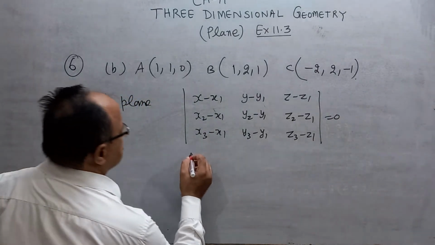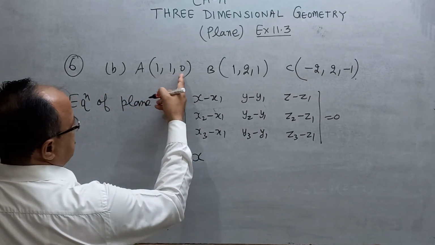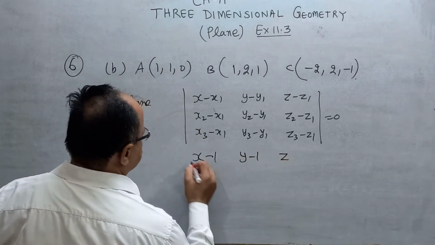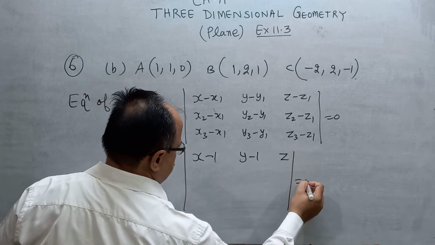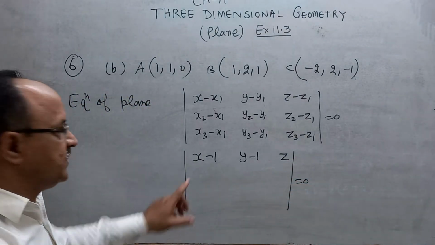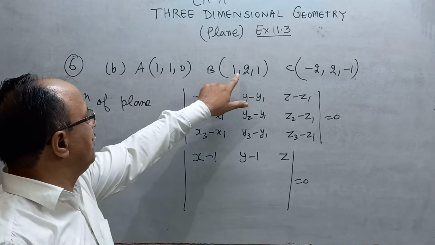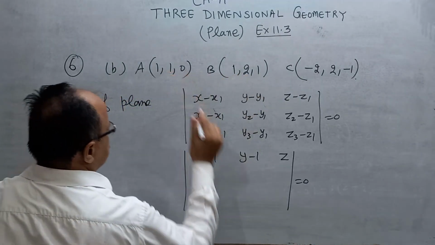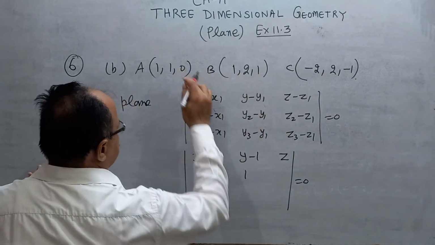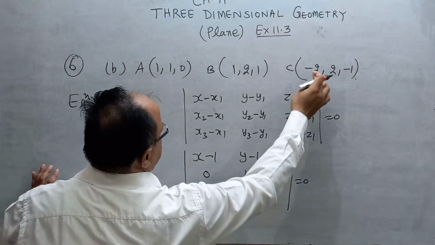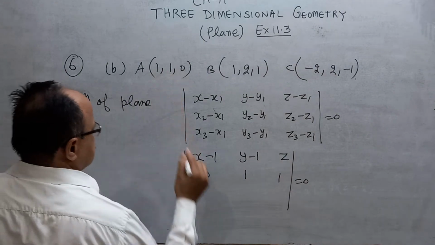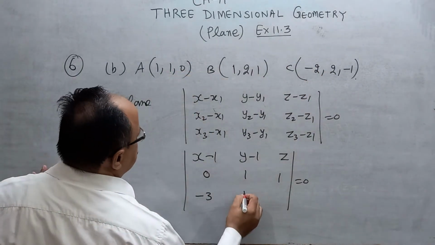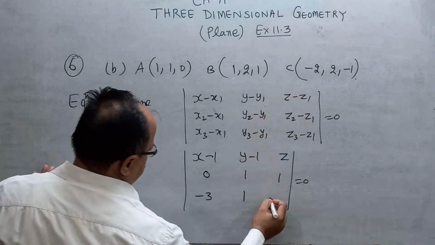Now put the values of x1, y1, z1. x minus 1, y minus 1, z. Then x2 minus x1: 1 minus 1, 0; y2 minus y1: 2 minus 1, 1; z2 minus z1: 1 minus 0, 1. Then x3 minus x1: minus 2 minus 1, minus 3; y3 minus y1: 2 minus 1, that is 1; and z3 minus z1: minus 1. Clear?